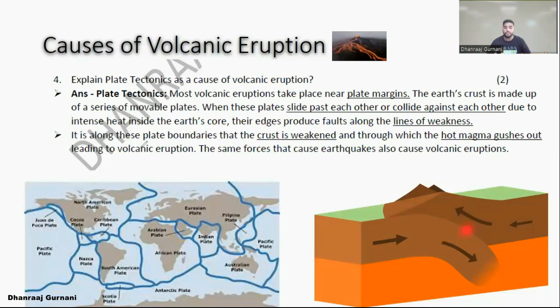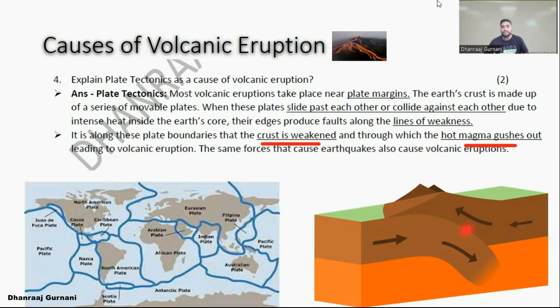What does point number 2 say? It is along these plate boundaries that the crust is weakened and through which the hot magma gushes out. So due to colliding and sliding past each other, a fault was created. It produced faults, it produced cracks, faults and cracks, same thing, along which the crust is weakened. There is an opening in the crust through which hot magma gushes out, leading to a volcanic eruption.